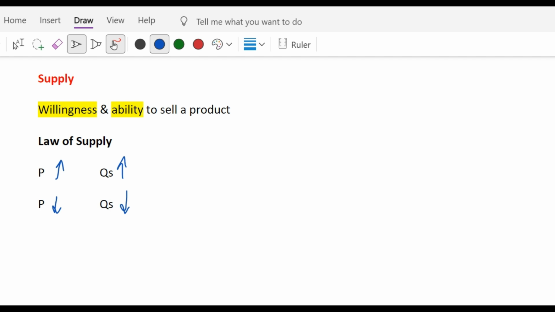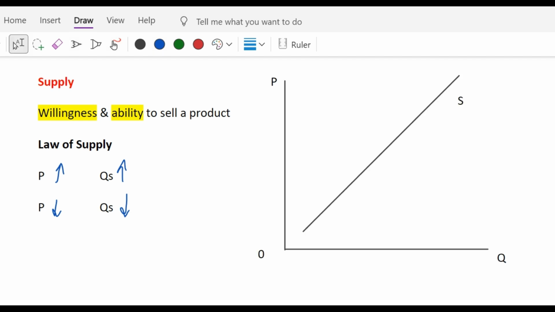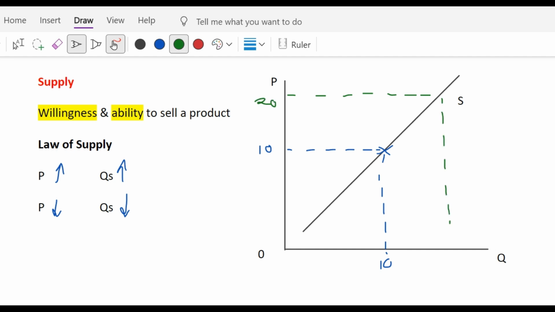It is because of this law of supply that the supply curve is upward sloping. So let's take a point like this. So this is the price and this is the quantity. When the price is 10, the quantity supplied is also 10. But when the price increases to 20, as the supplier, I would like to supply more because I can earn more by supplying more. So the quantity supplied increases to 20.